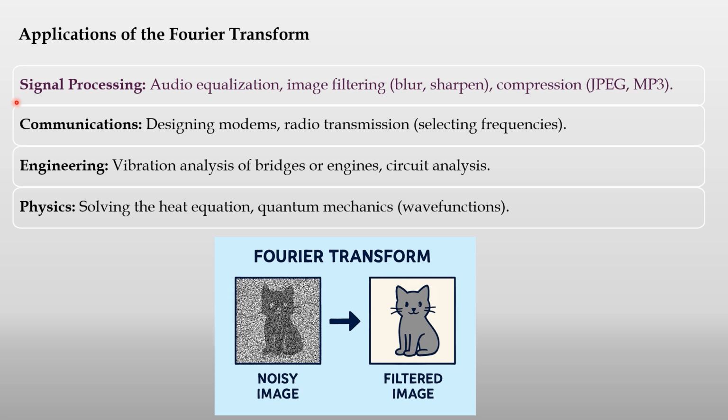It's the foundation of digital signal processing, used in audio equalizers, image filters for blurring or sharpening, and compression of image and audio MP3 files. It's essential in communications for radio transmission, in engineering for vibration analysis, and in physics for solving equations like the heat equation.